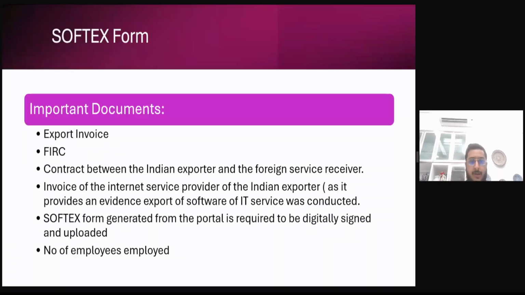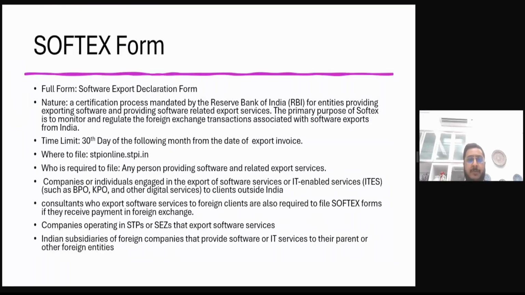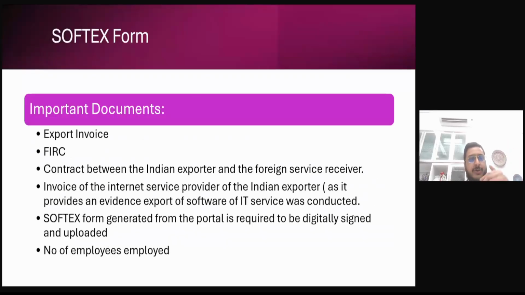So the Softex forms are basically the documentation that they want to check, to ensure that you have provided this software export, received this money, and done it through the internet. You also have to get yourself registered under the STPI, which regulates Softex, and there's a website. You have to register there and file your returns. The returns have to be filed monthly, and there's an annual return also.